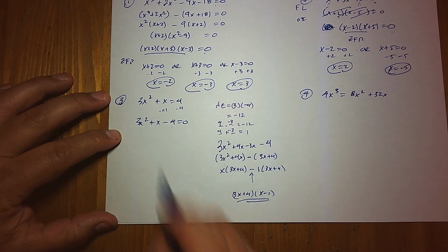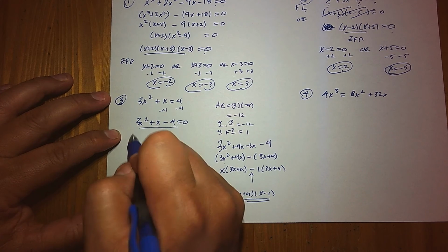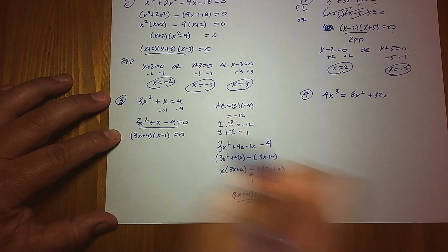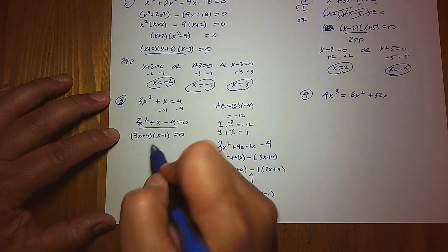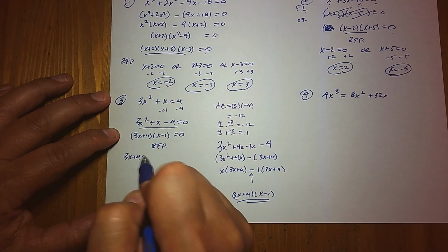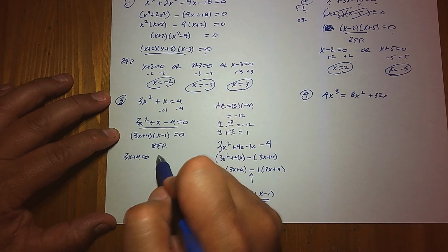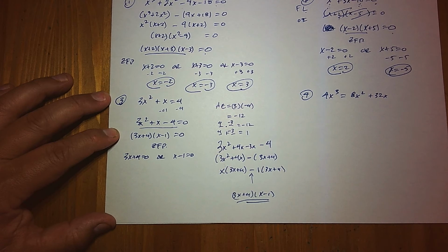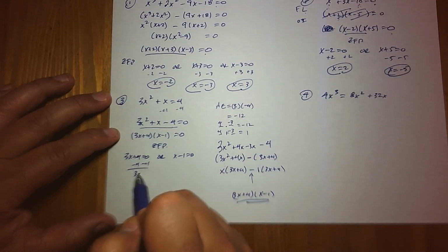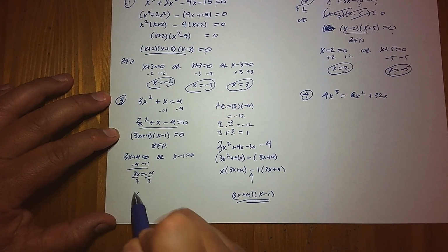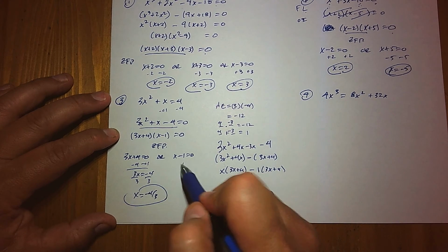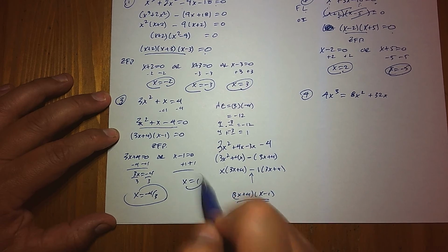So going back, this polynomial factors as 3x plus 4 times x minus 1 equals 0. And we have the zero factor property in play. That means one factor could be 0, or the other factor is 0. Somebody has to be 0. Here we subtract 4, and then divide by 3. So one of our solutions is -4/3. Right here we just add 1 to both sides, and we get x equals 1.